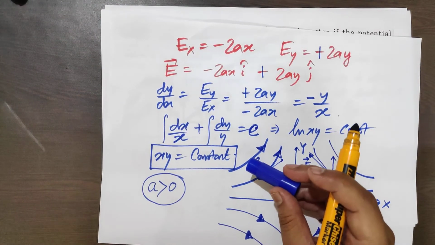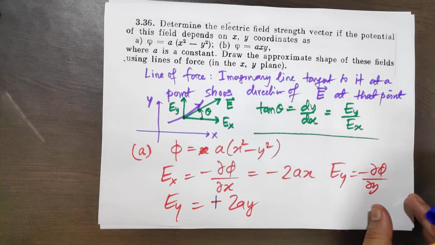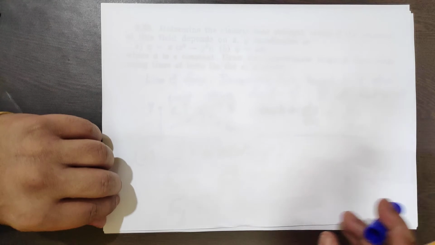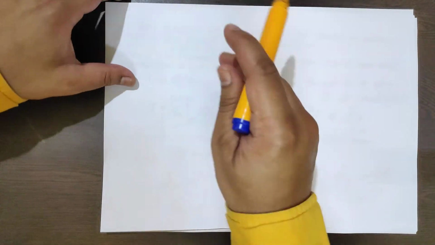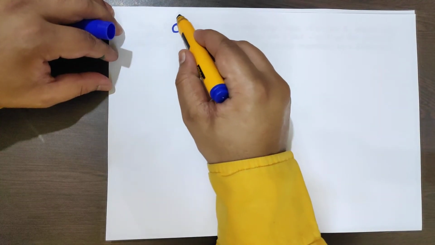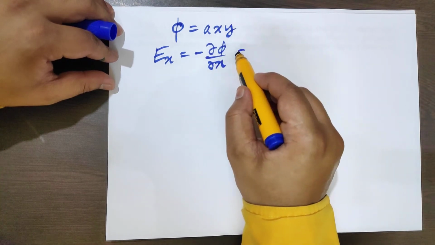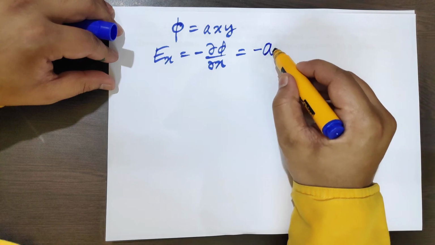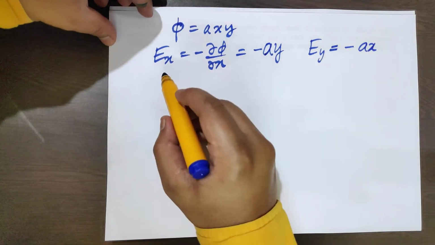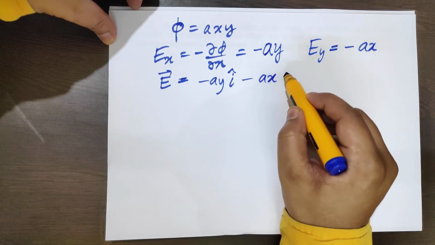Okay. Now part B. Part B, what was the expression? Phi equal to Axy. Here A is also a positive constant. So phi, potential, is equal to Axy. Therefore Ex equal to minus del phi by del x, that's equal to minus Ay. Similarly Ey is equal to minus Ax, right? So the field vector you can write E is equal to minus Ay i cap minus Ax j cap.